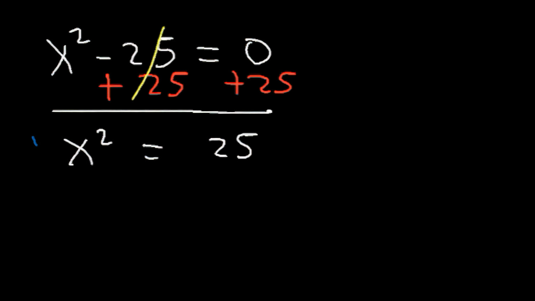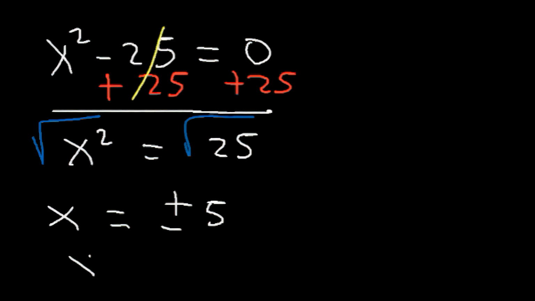At this point, we could take the square root of both sides. The square root of x squared is simply x, and the square root of 25 is plus or minus 5. So x can equal 5, or x can equal negative 5. 5 times 5 is 25, and negative 5 times negative 5 is also 25. So that's one way in which you can solve an equation that looks like that.